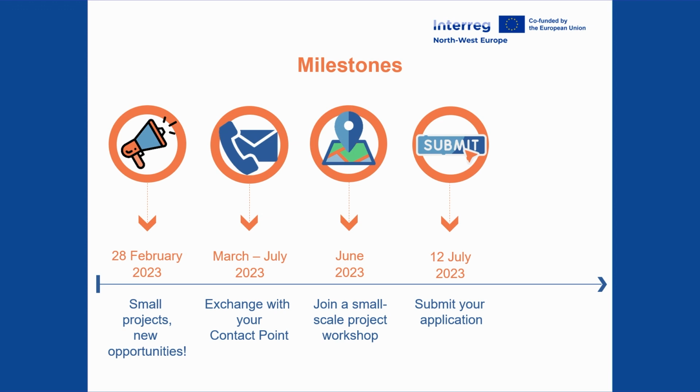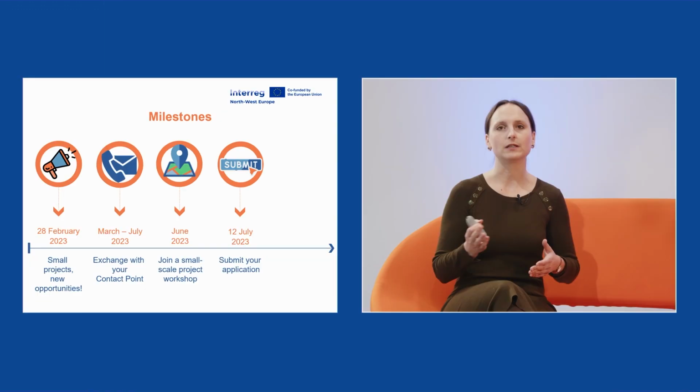So we have two sets of criteria. On the one hand, eligibility criteria. Those are formalities that your application has to fulfill. Like Alexandre explained before, 3 partners from at least 3 countries, and so on and so on. And you have to submit on time.